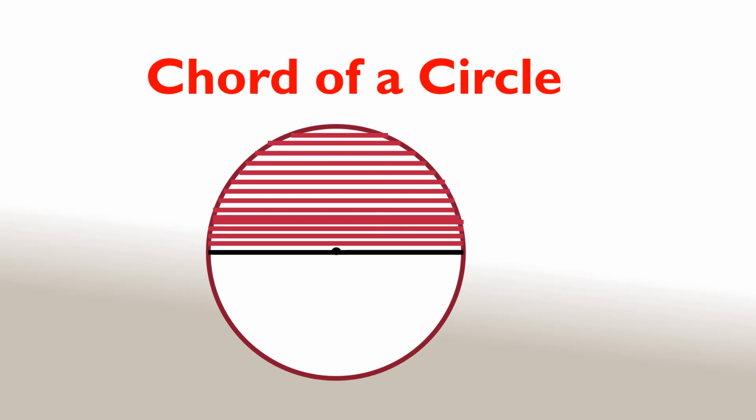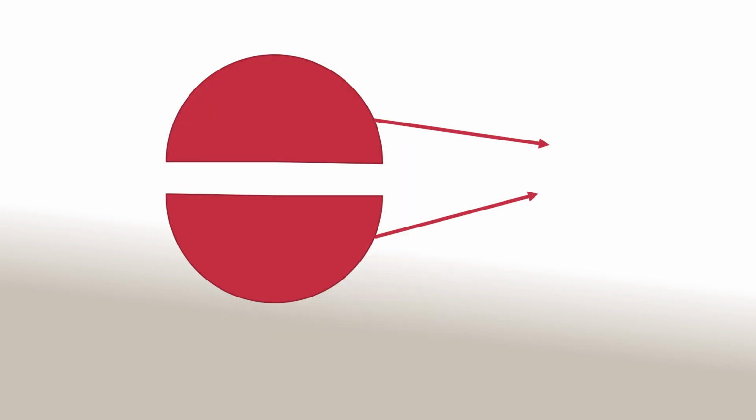The length of the chord increases as the chord moves towards the center of the circle. And one more thing, the line segment which moves from the center of the circle, which is also the diameter of the circle, is the longest chord of the circle.